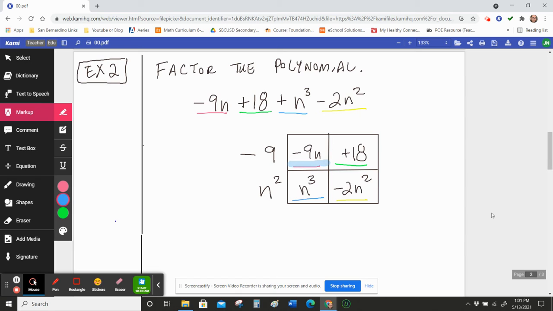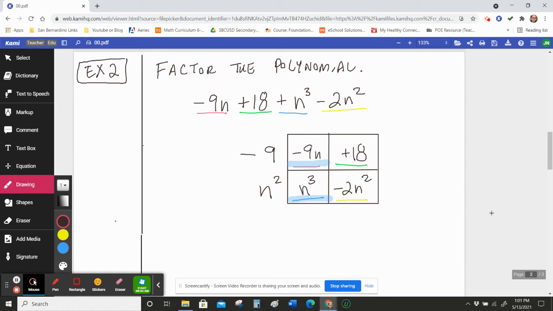So here I have this column and this column. What can I take out of both of these? As you can see, the only thing that I can take out of both of these is an n, right? So these two things I can take out an n. That's it. And if you remember what I said in one of my previous lessons, if the first number is negative, take out a negative. So I'm going to go ahead and do that as well here. I'm taking out a negative. And then we'll come back to that in just a minute.